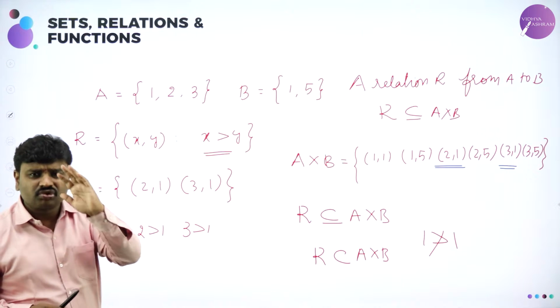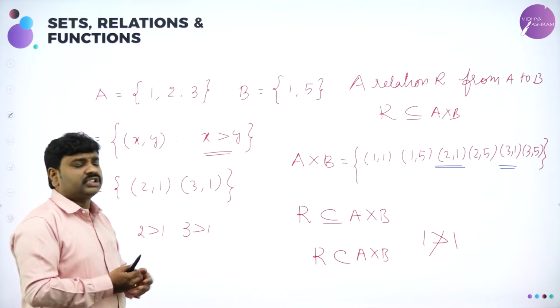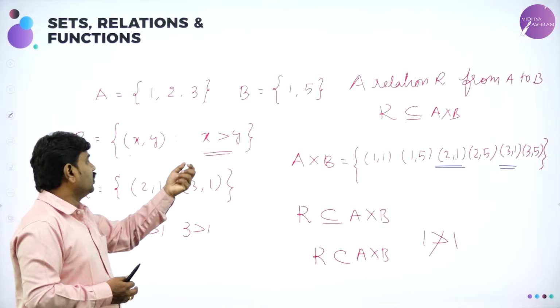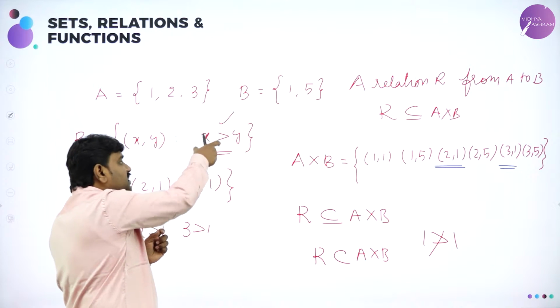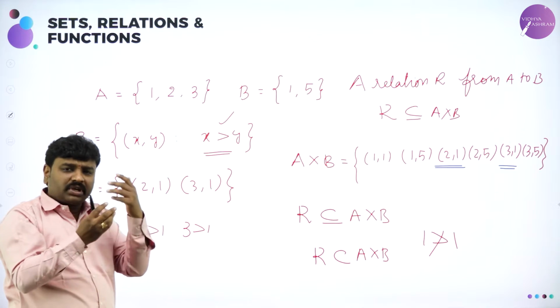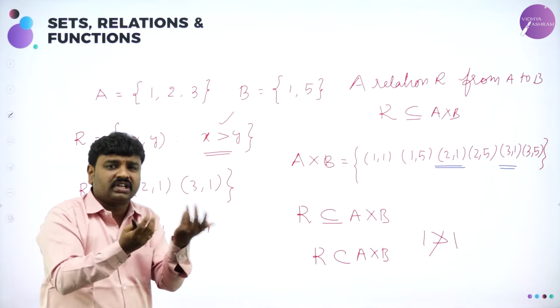My dear students, it is so easy. Everything will be given in the question. The ordered pair they gave, and they told that in the ordered pair the first element should be greater than the second element. The rule or relation is given. What is the relation? Is greater than. Sometimes they will give different relations. Use that relation and write it.